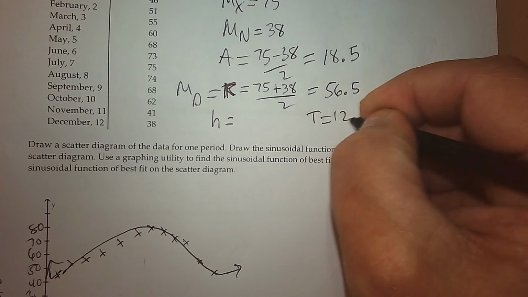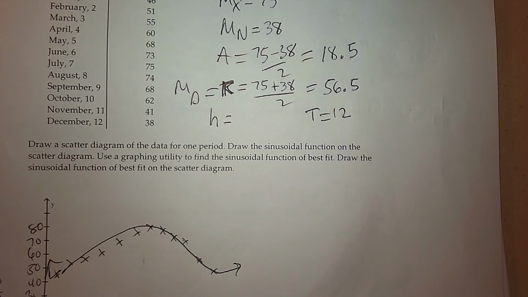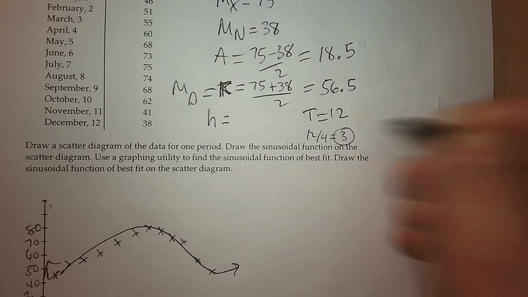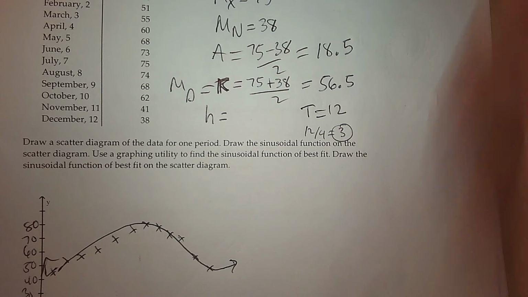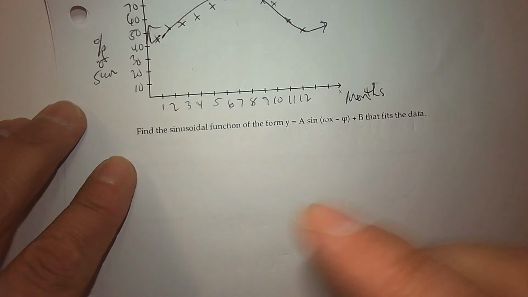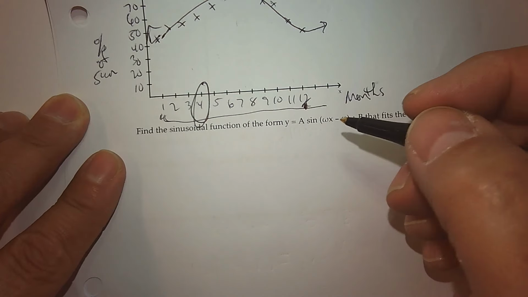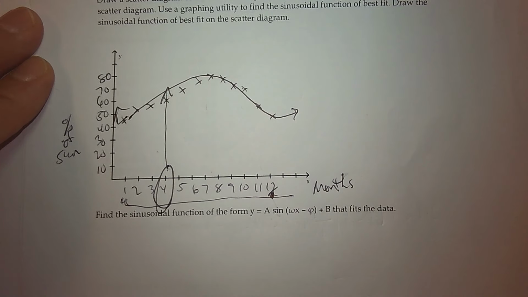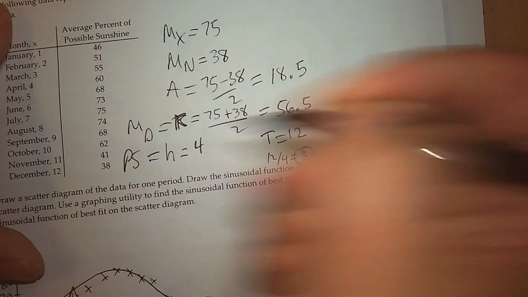Our H and our period. The period's obvious, it's 12 months. Our H, if I divide that by 4, it gives me quarters, right? So every quarter something happens, either the middle, the top, or the bottom. So if I add 3, I'm going from 1 to 12, right? Does that get me to the middle of my wave, in the middle of increasing? That's what we want. So 4 is a good number. So our phase shift is going to be 4.